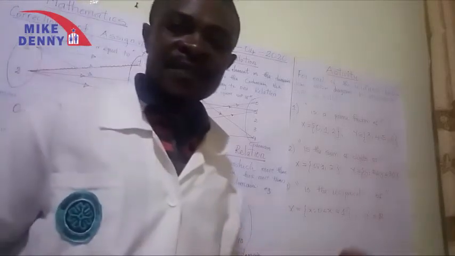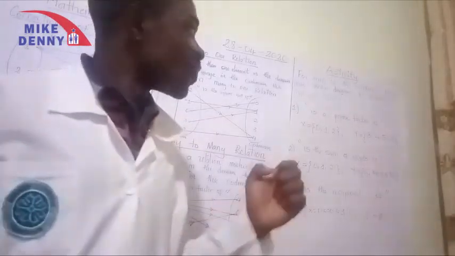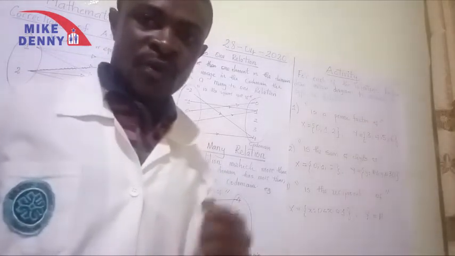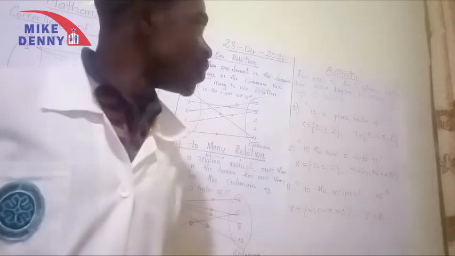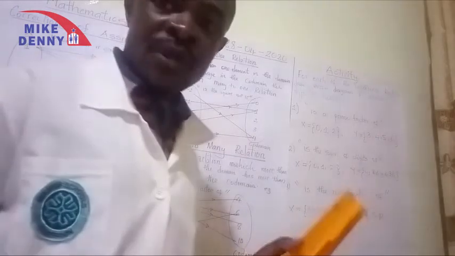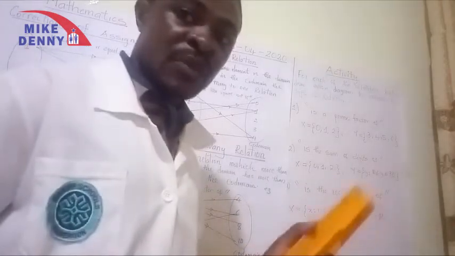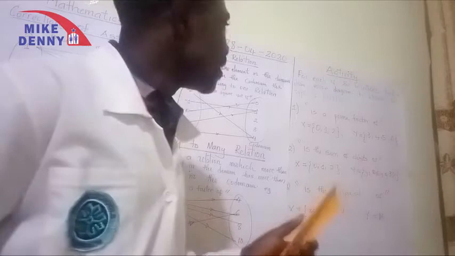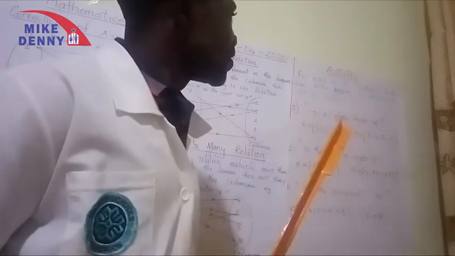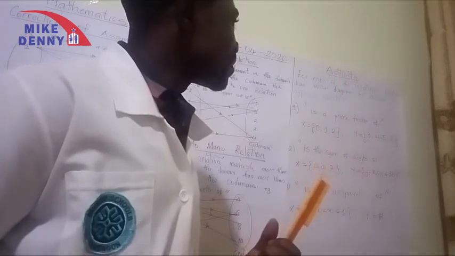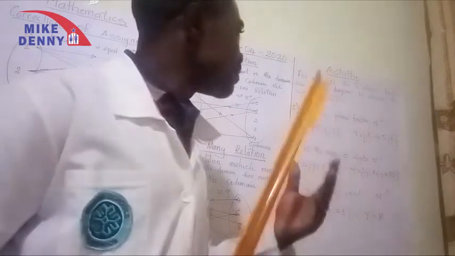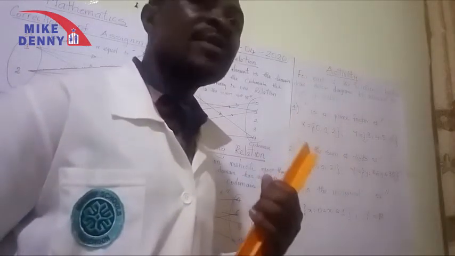Now we have seen the different types of relation. I want us to focus on the activity, what we are expected to do, what is expected from you. For the activity, I'm going to read it, and you will be the one to demonstrate, not me. I will read it, you demonstrate, and I see what you have in mind. So it's activity 1. For each of the following relations below, draw arrow diagrams to determine the type of relation.